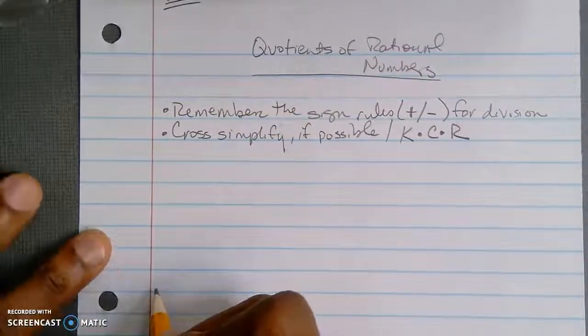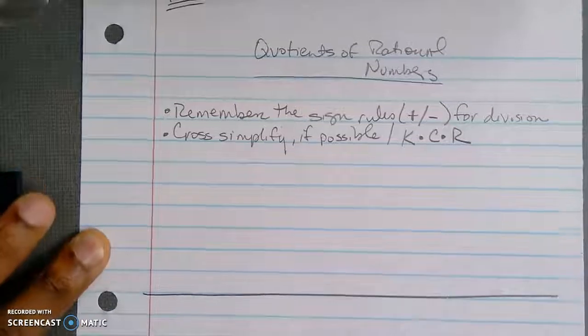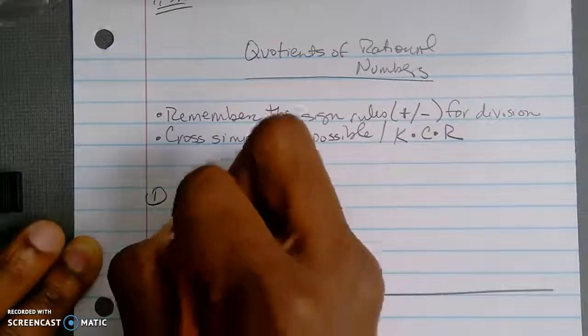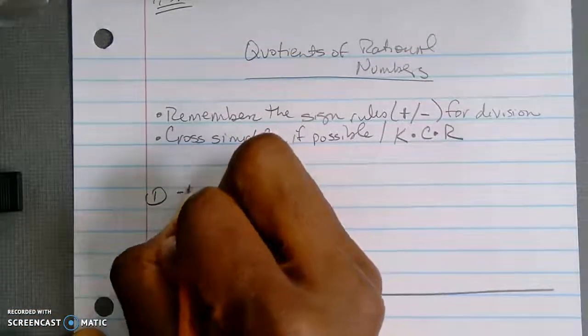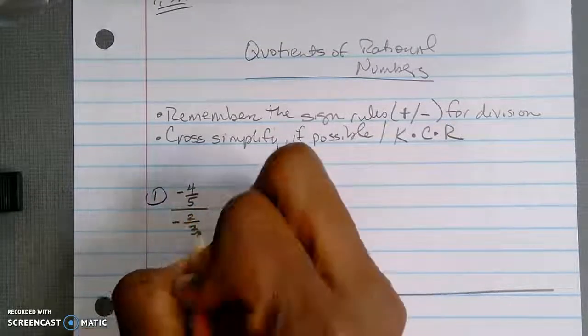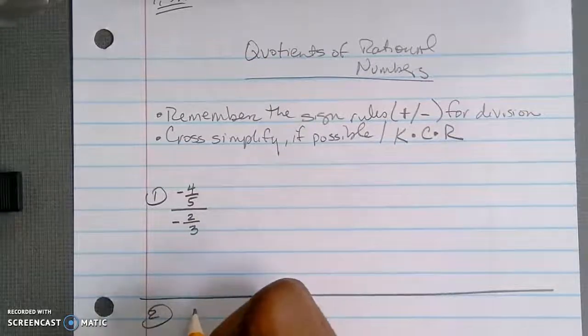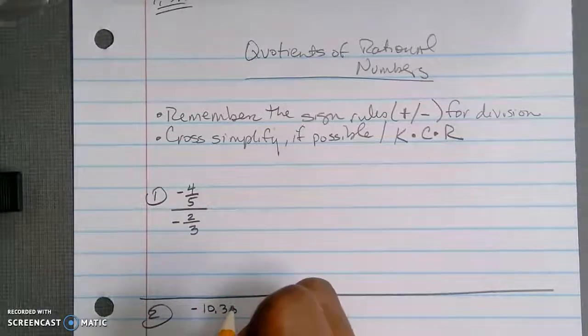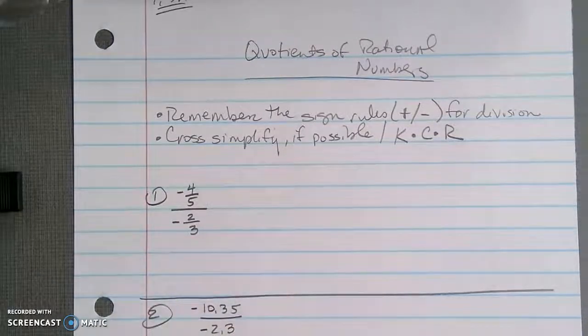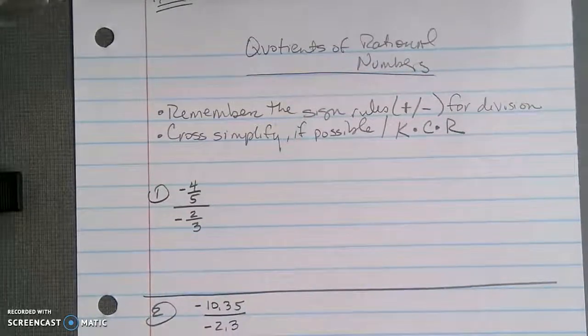I want to divide my paper into 3 parts. The first problem that we're going to deal with is negative 4 over 5 divided by negative 2 over 3. The next, I want to deal with a decimal, negative 10.35 divided by negative 2.3. And then the third one that I want to deal with is 5 over negative 2 over 8.